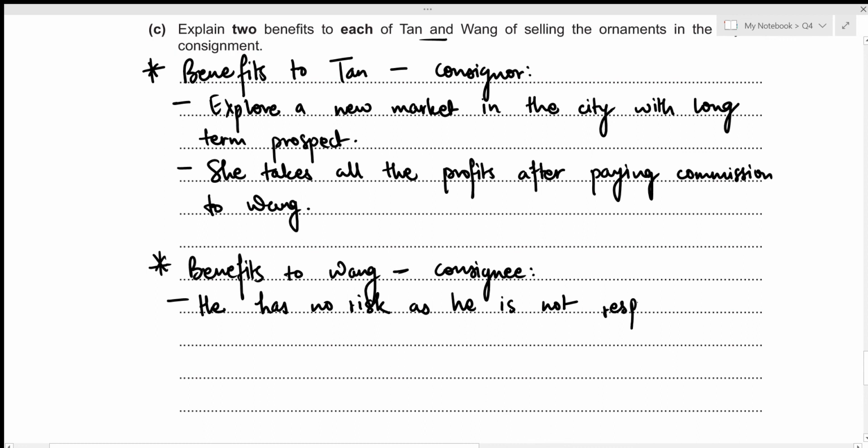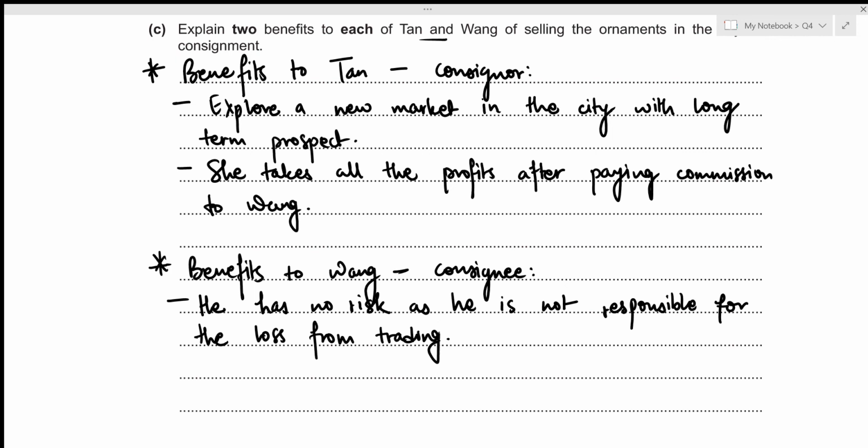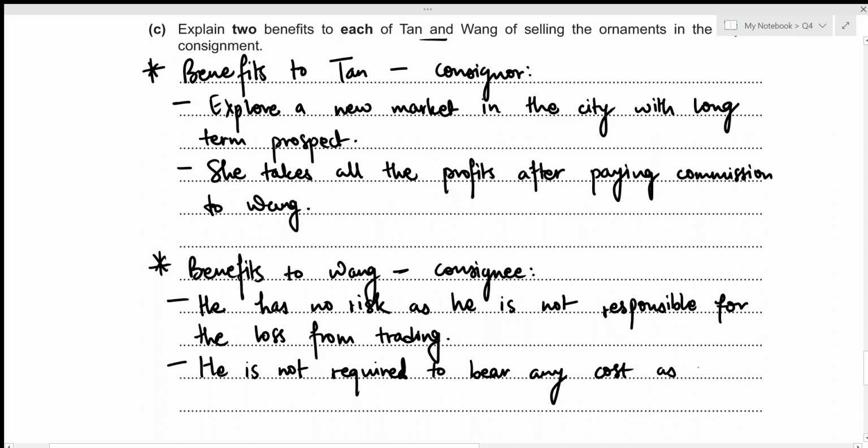Let's write it down. He has no risk as he is not responsible for the loss from trading. Similar to no risk, he also does not have to bear any cost because all of the cost borne will actually be reimbursed by Tan. Let's write it down. He is not required to bear any cost as all costs incurred will be reimbursed by Tan.